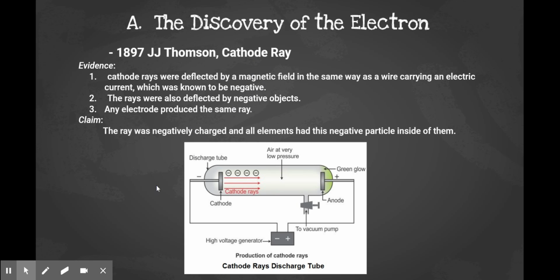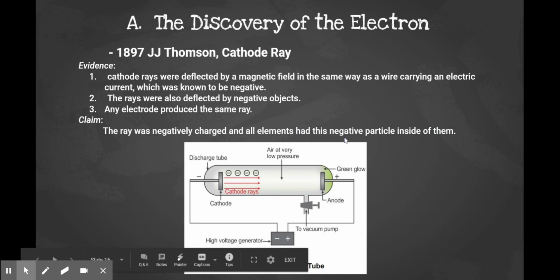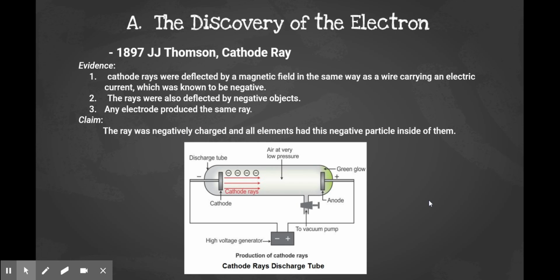So his reasoning was, because they behaved as the other negative objects, that this ray that goes across was also negative. And all the elements had the same particle inside of them. And the reasoning is because every electrode produced the same ray, therefore every element must have the same negative particle inside. Okay, and you guys have a box to draw the picture of the cathode ray. You can draw this one, or you can draw the one in your textbook. It's a little simpler.